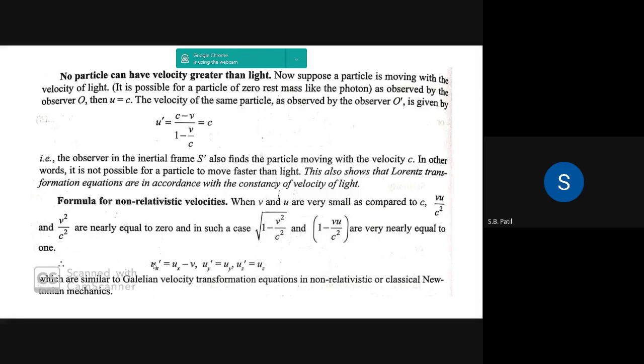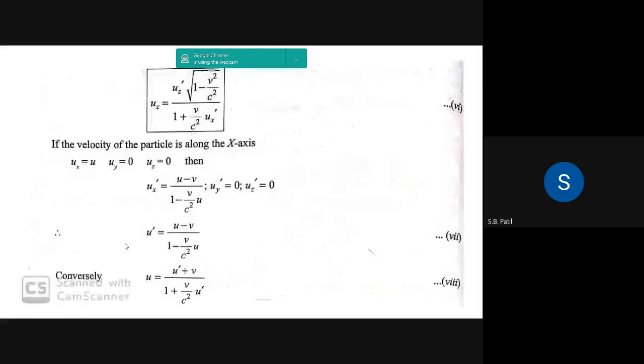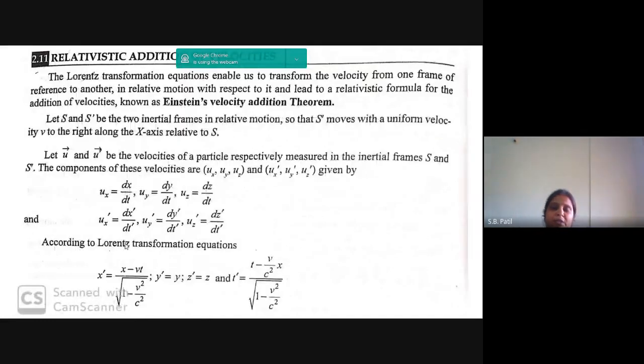So in this lecture, we have discussed the relativistic addition of velocity, and we have seen the different cases.